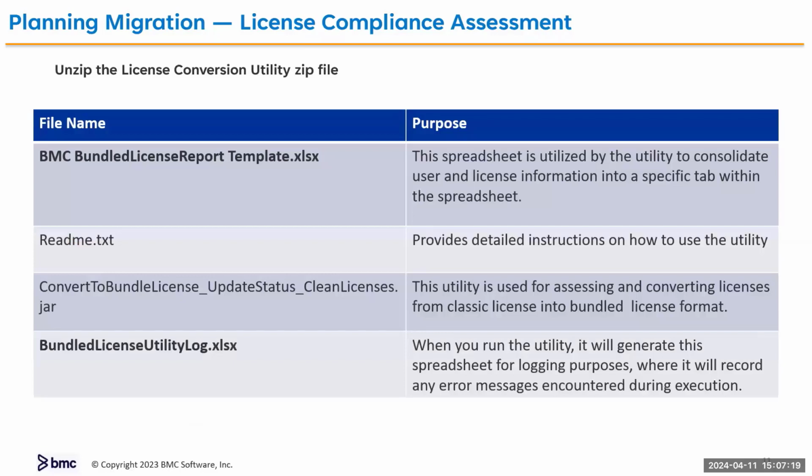The extracted zip file contains the following files: BMC Bundle License Report Template XLS. This spreadsheet is used by the utility to consolidate user and license information into specific tabs within the spreadsheet. Next, the jar file. This is the actual utility used for assessing and converting licenses from classic to bundled. Next, you have a README text. This provides detailed instructions on how to use the utility. The bundle license utility log is created when you execute the utility. This will serve as a logging tool for the utility to record any error messages.